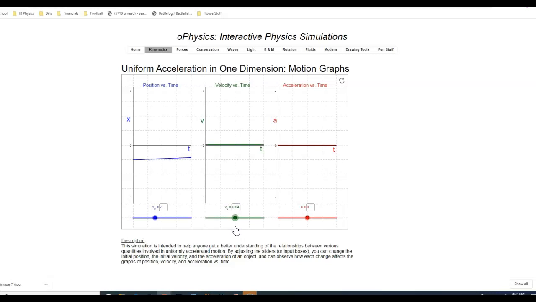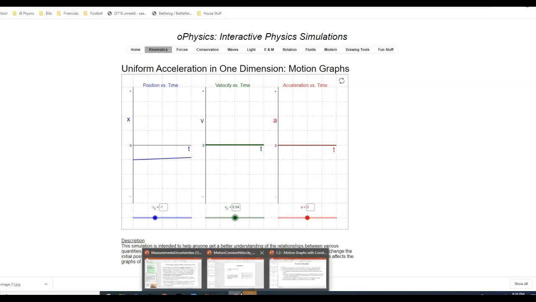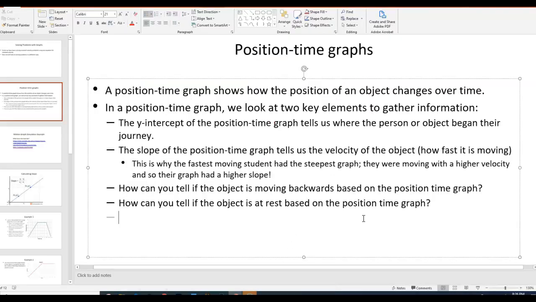Okay, so keep in mind, if velocity is positive, that means you're going in the positive direction, and if velocity is negative, that means you're going in the negative direction. Okay, so again, on a position time graph, make sure you have these two key elements down, draw a box around them, highlight them or something. Okay, position time graph, the y-intercept represents your starting position, the slope represents the velocity of the object.